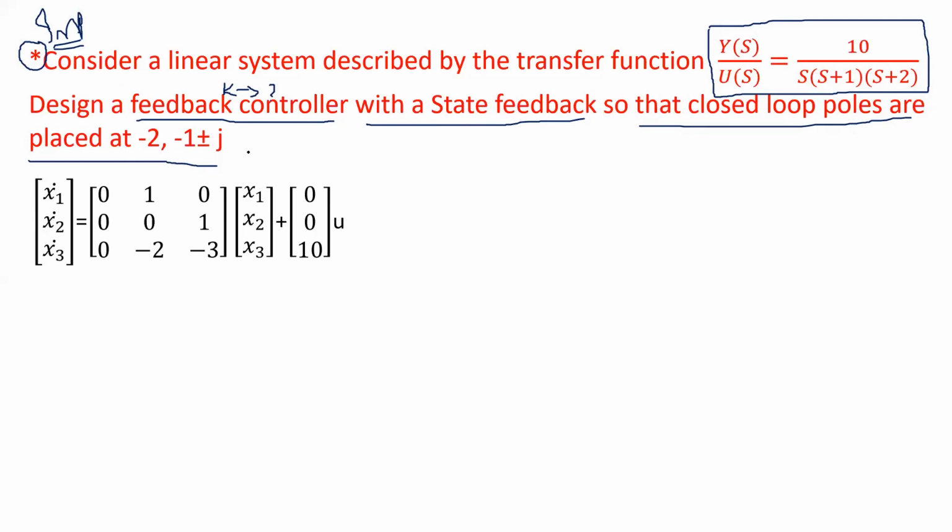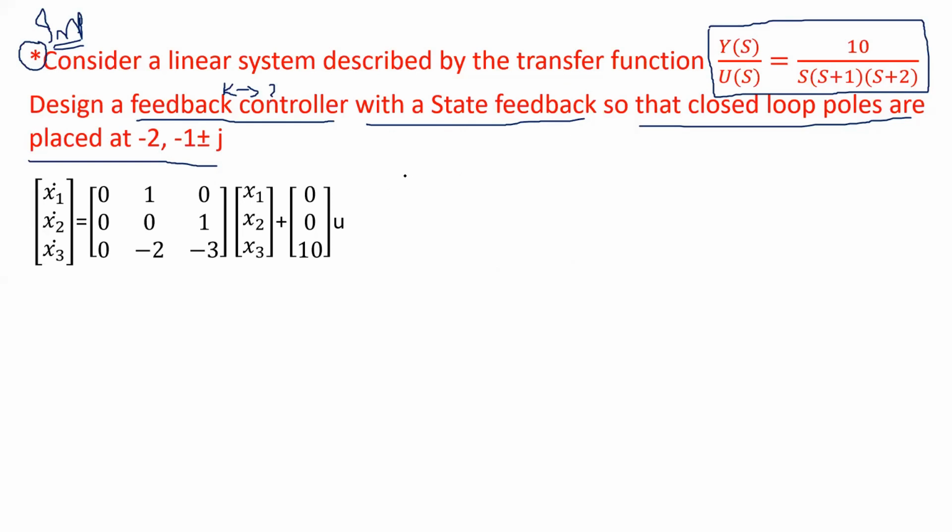The closed loop poles are given, but here he has not given a direct state equation. He has given a transfer function. So from the transfer function, you need to find a state equation. From the state equation, we have to design the state feedback controller for the placement of closed loop poles. This is the problem.